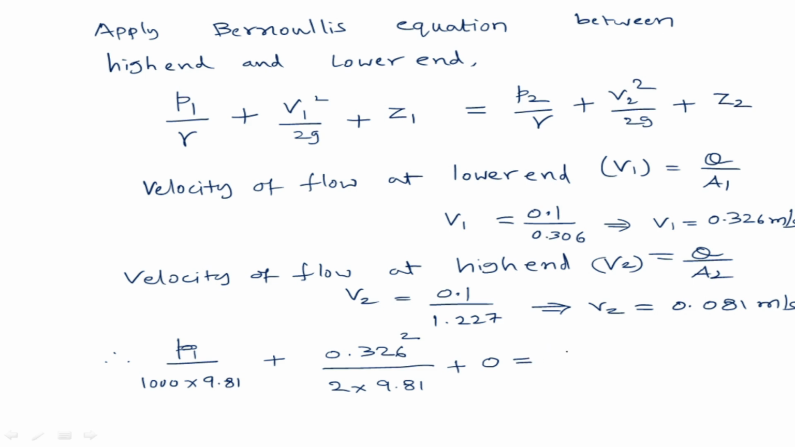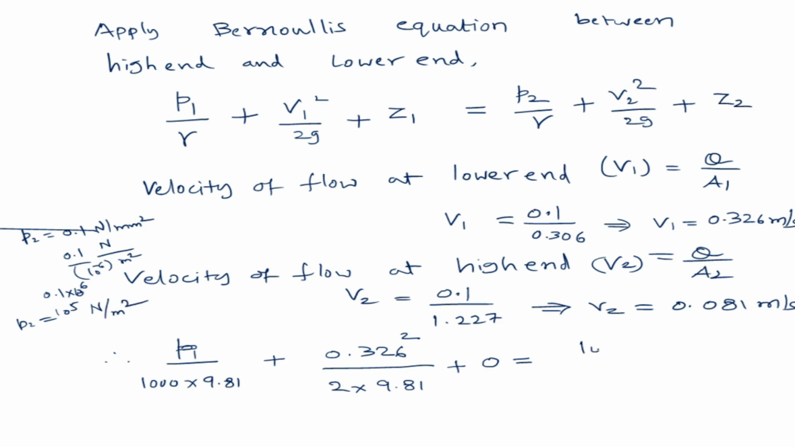Pressure at higher end is 0.1 Newton per mm square. Convert it into Newton per meter square. 0.1 divided by 10 power minus 3 whole square, that is 10 power minus 6 Newton per meter square. That is 0.1 into 10 power plus 6. This is 10 power 5. P2 is equal to 10 power 5 Newton per meter square.